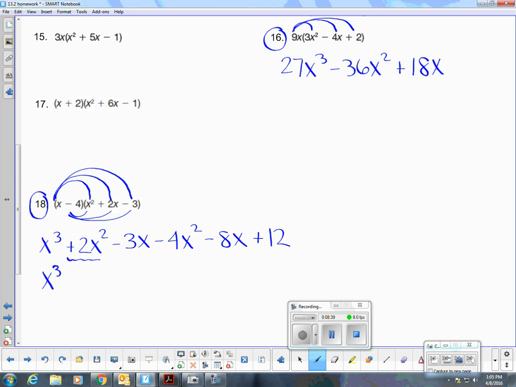We'll look for all the terms that have an x squared value and add those terms together. We'll look for all the terms that have an x value and add those terms together. And there's my final answer.